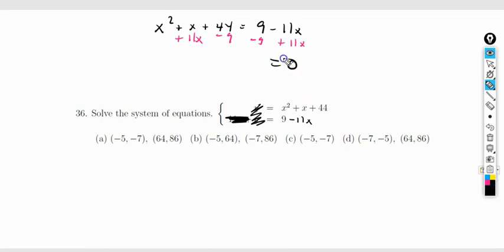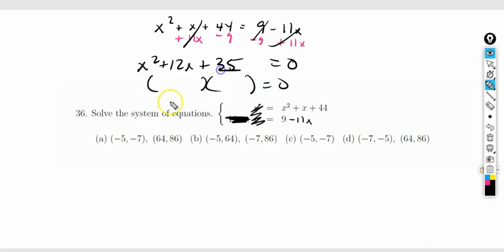So over here, I'm going to have 0, and I'm going to have x squared plus 11x plus x, which is 12x. 44 minus 9 is 35. And now I can solve this either using the quadratic formula or I can factor it. Two numbers that multiply to give me 35, but at the same time add up to give me 12, 7 and 5. So what will solve this if x is -7 or if x is equal to -5? So I have two cases, x is equal to -5 and x is equal to -7.